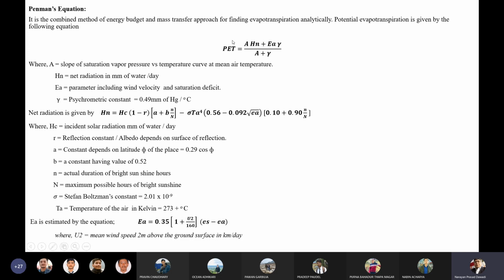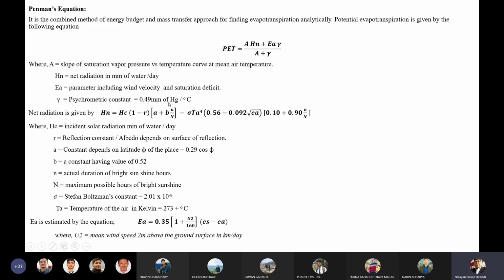These three things are the same as PET, potential evapotranspiration. Okay, the equation is the same. If you know these three equations, PET is equal to (A·H_n + γ·E_a) divided by (A + γ), and another equation, net radiation, is given by H_n = H_a(1 − r)(a + b·n/N) − σT_a⁴(0.56 − 0.092√e_a)(0.10 + 0.90·n/N).